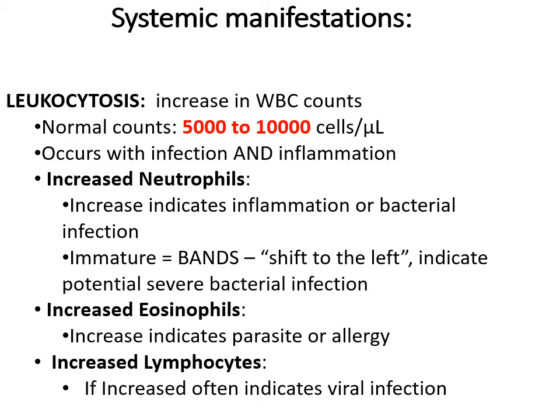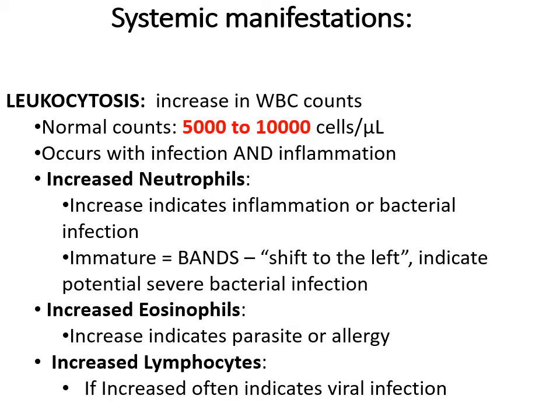Okay, increased neutrophils we just spoke about. If the white blood cell count is elevated, say, to 15,000, and most of the elevation is from more neutrophils, that's a very strong indication for a bacterial infection. And if we see immature neutrophils, which are called bands, or another term is a left shift, and the left shift means they're coming out more and more immature as opposed to mature neutrophils, that's an indication of a severe bacterial infection.